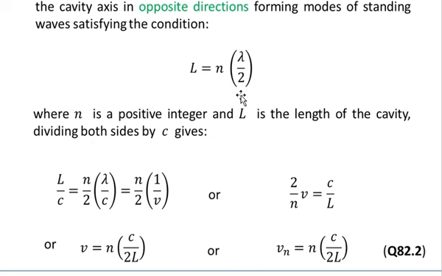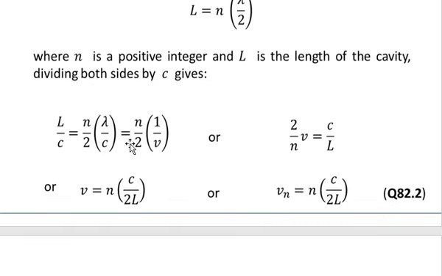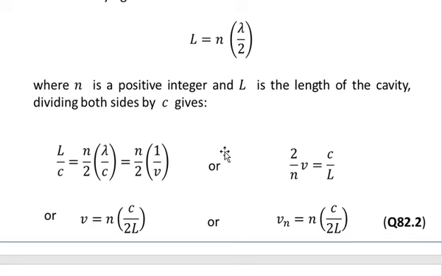Let's divide both sides of this equation by c. So we have L over c is equal to n by 2 into lambda over c. Now lambda over c can be written as 1 over nu, where nu is the frequency corresponding to wavelength lambda, and nu is the frequency of the longitudinal oscillation that will oscillate within the cavity, the wavelength of which will satisfy this condition.